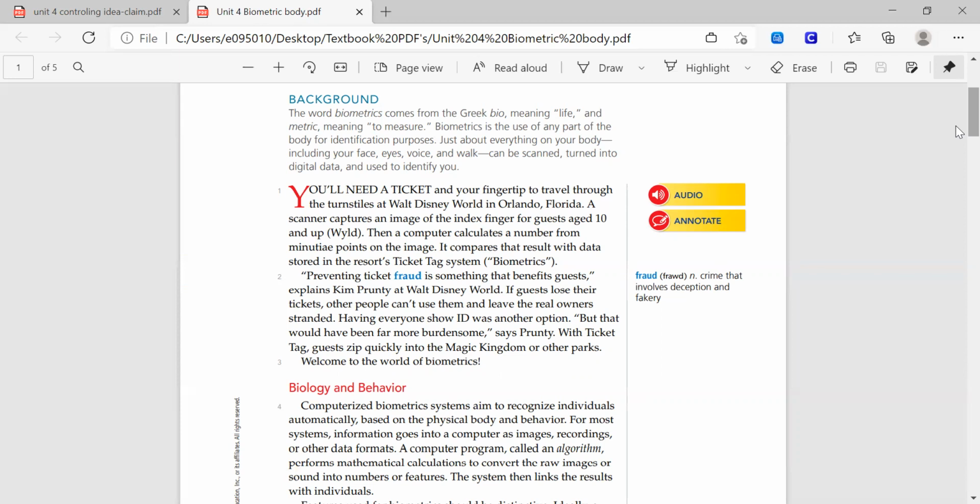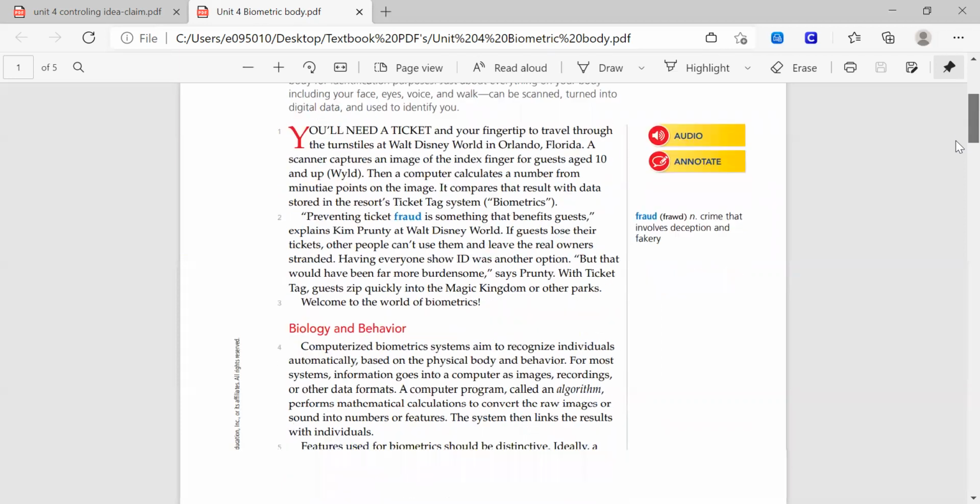Preventing ticket fraud is something that benefits guests, explains Kim Prunty at Walt Disney World. If guests lose their tickets, other people can't use them and leave the real owner stranded. Having everyone show ID was another option, but that would have been far more burdensome, says Prunty. With Ticket Tag, guests zip quickly into the Magic Kingdom or other parks. Welcome to the world of biometrics.